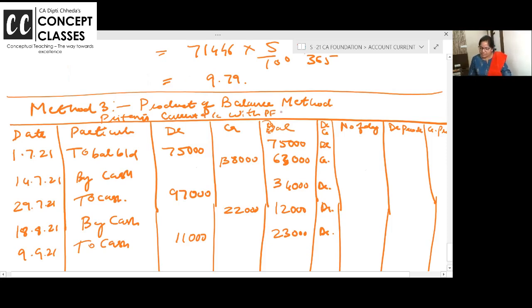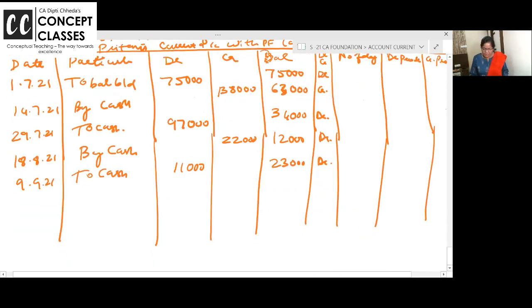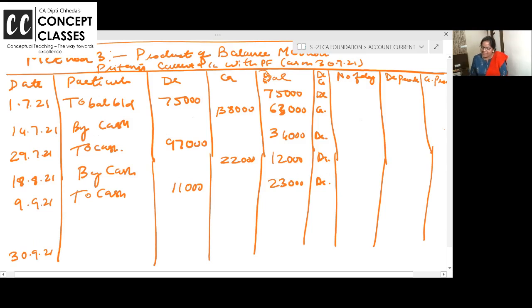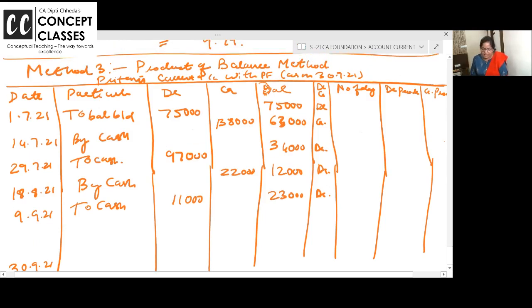As on which date? The date of settlement will be given to you. 39/21, so we are going to just leave two lines. Till 39/21 we are going to bring it. Now see, on 1st of July you had a debit balance. Next transaction was on 14th July. So how many days will you take, 1st to 14th? 13 days.